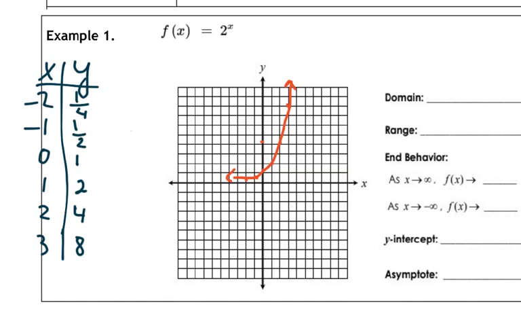Now let's fill in. Domain is all of the x values, so it's all real numbers. Range, we can see that it can be all positive y values, so y is greater than 0. As x is approaching positive infinity, f of x, all y values go up, so they also approach positive infinity. As x approaches negative infinity, y values approach 0. The y-intercept is right there, which is 0, 1, and the asymptote is y equals 0.